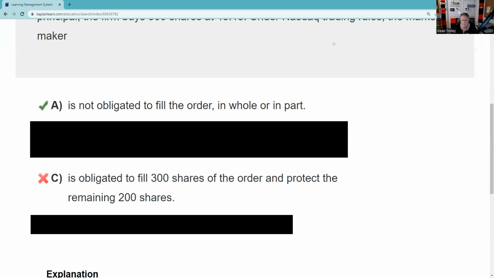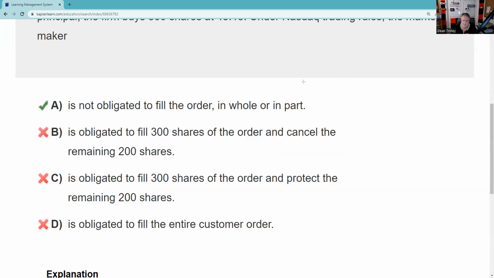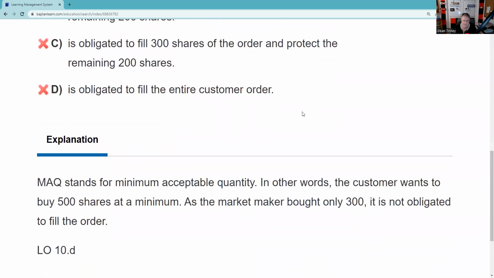All right, let's see what our friend Bill James, the guy at Kaplan who's in charge of the 24 Q Bank, has to say. Let's see what he says. MAQ stands for minimum acceptable quantity. In other words, the customer wants to buy 500 shares at a minimum. It's a contingency or qualifier. As the market maker bought only 300, it's not obligated.